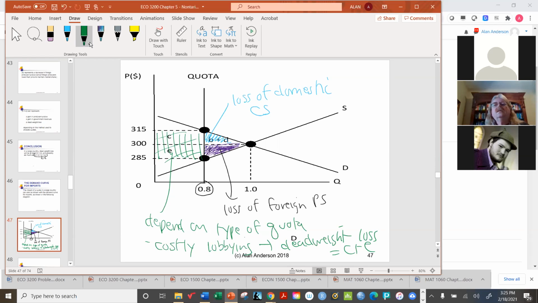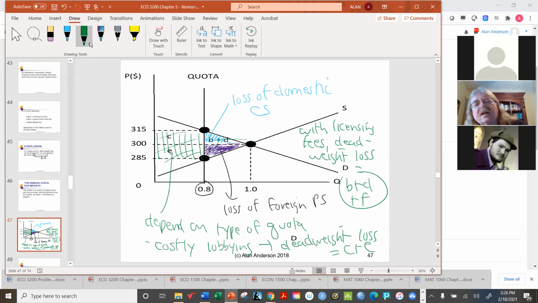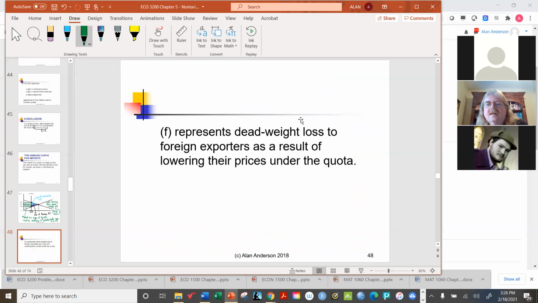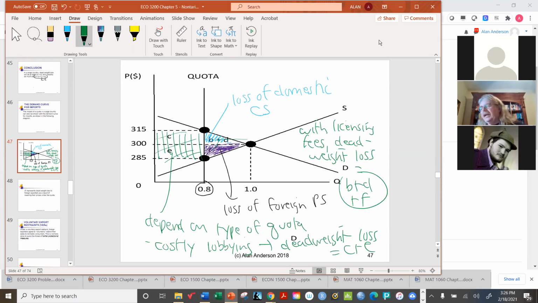All right, so with licensing fees, then deadweight loss would just be these regions, B plus D plus F, which is still bad, but it's not quite as bad as it was before. All right, let me leave that there for a second so you can catch up. And then we're going to take a brief look at another type of restriction, the so-called voluntary export restraint.